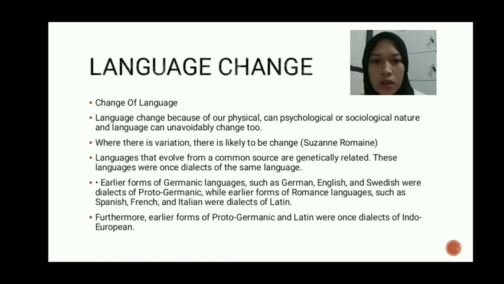Earlier forms of Germanic languages, such as German, English, and Swedish, were dialects of Proto-Germanic, while earlier forms of Romance languages such as Spanish, French, and Italian were dialects of Latin. Furthermore, earlier forms of Proto-Germanic and Latin were once dialects of Indo-European.